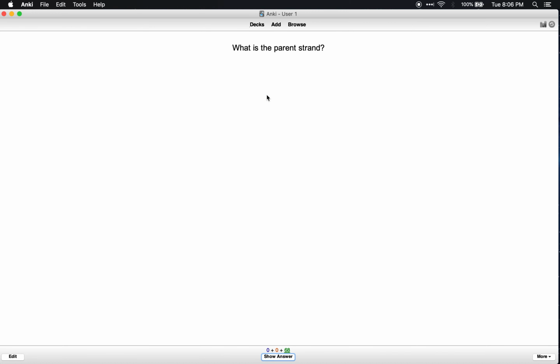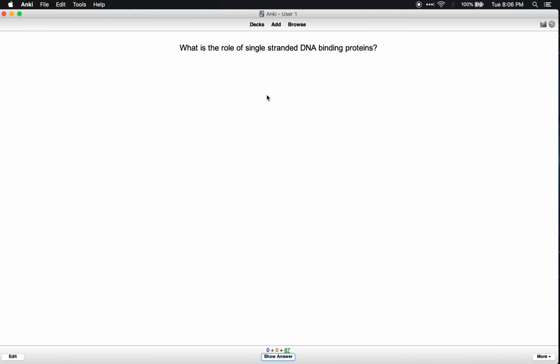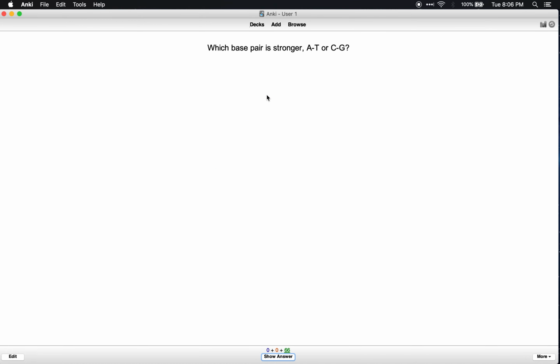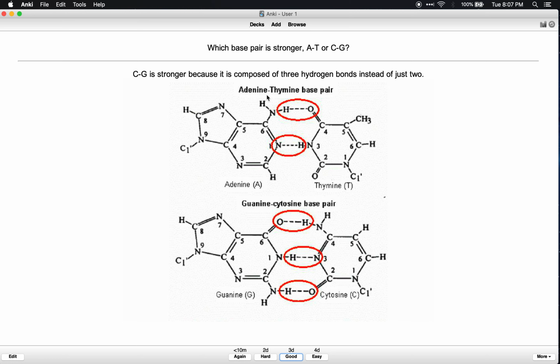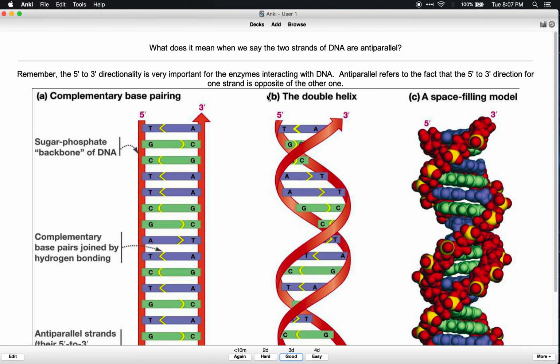The parent strand is the template strand that's used for DNA replication. What is the role of single-strand binding proteins? They prevent DNA from snapping back together and prevent DNA from getting attacked by enzymes. G to C is stronger because G to C has 3 hydrogen bonds. What does it mean when we say antiparallel strands of DNA? They run in opposite directions: one's 5' to 3', and one's 3' to 5'.